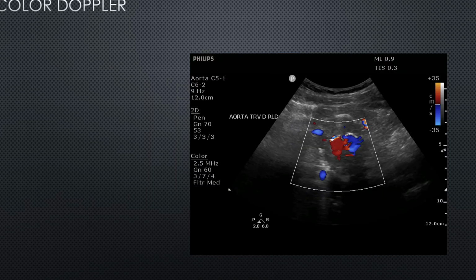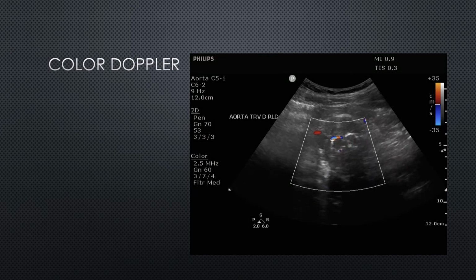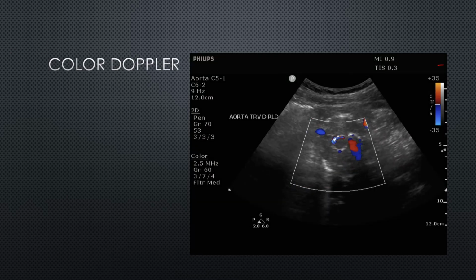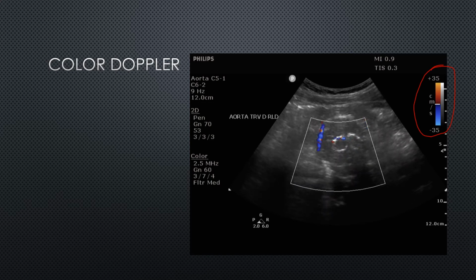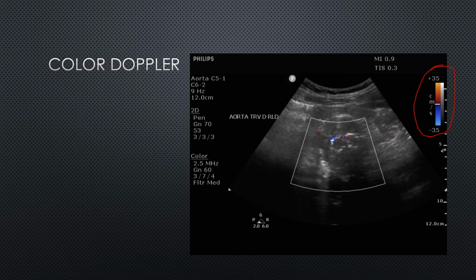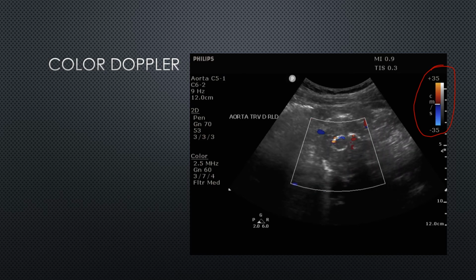So this is a color Doppler image. And you can see the scale that I mentioned earlier off to the right side. It's on every single one of your machines. So always just look at it to determine which direction the flow is going rather than trying to make a determination off of memory.